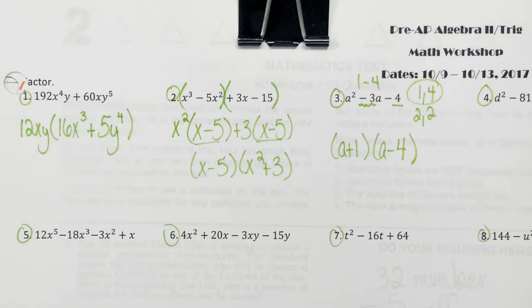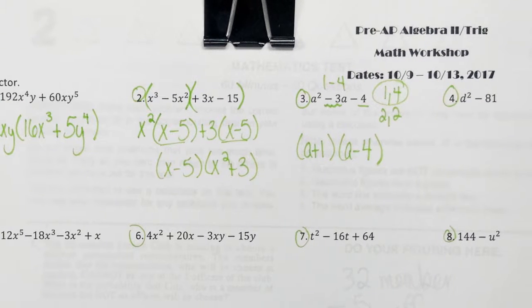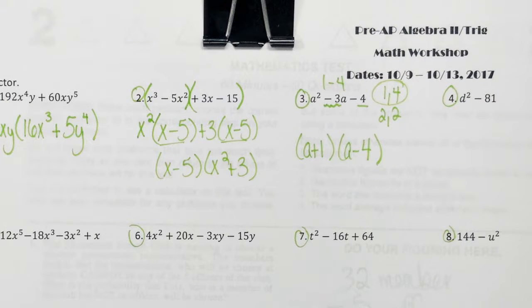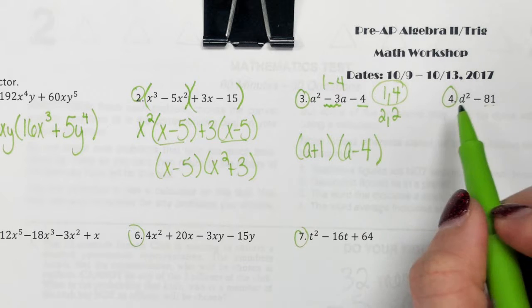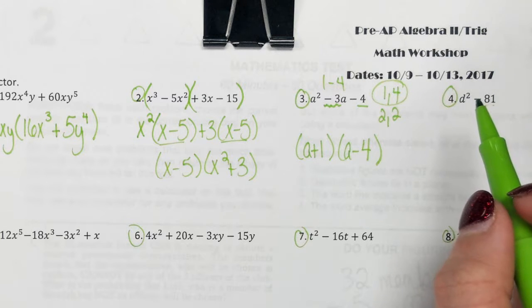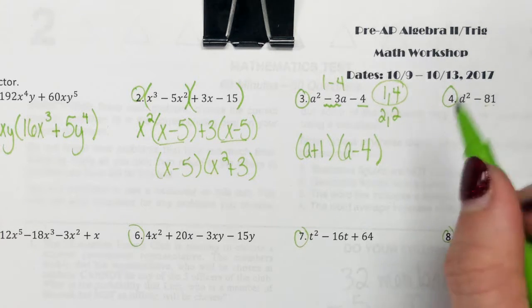Okay, let's look at number 4. Number 4 is a little bit different. We haven't gone over one like this. This is the very last type of factoring. How many terms are on number 4? 2. Do they have a GCF? No. They have a GCF of 1. That is true. What do you notice about 81 though? It's a square root. So this is the difference of 2 squares.